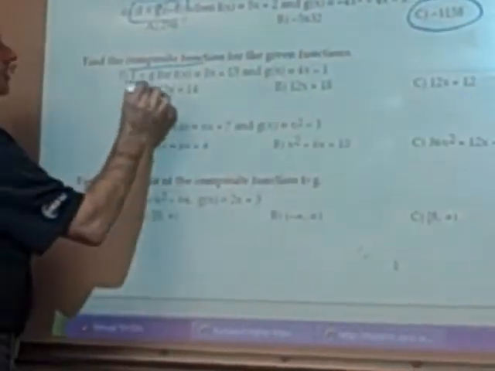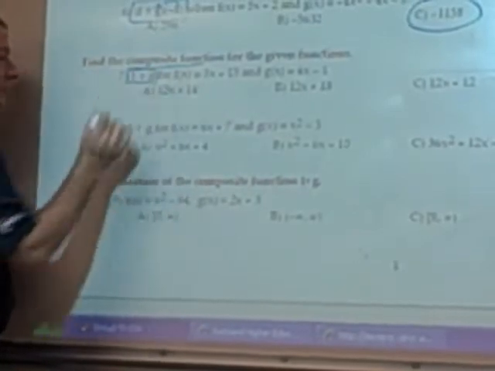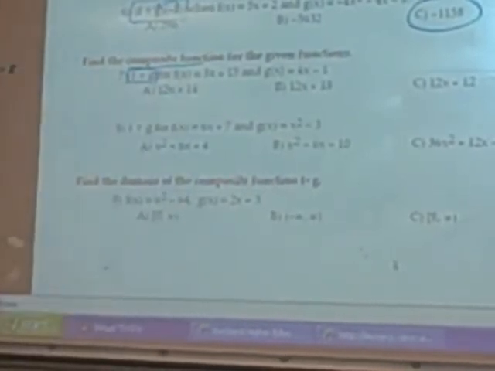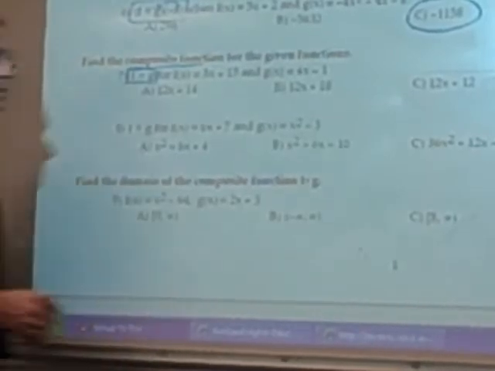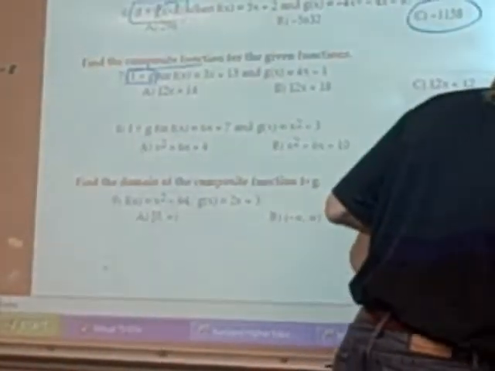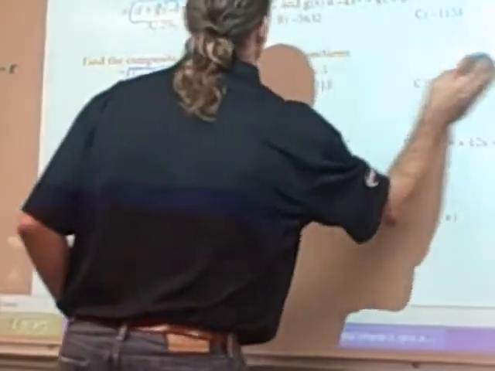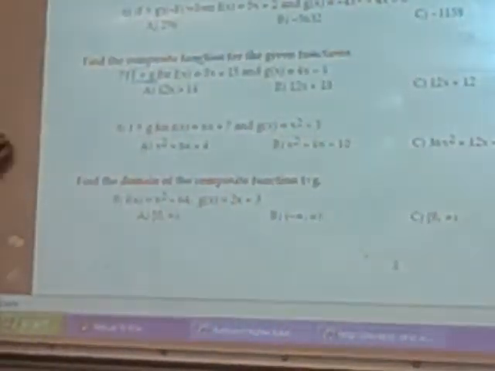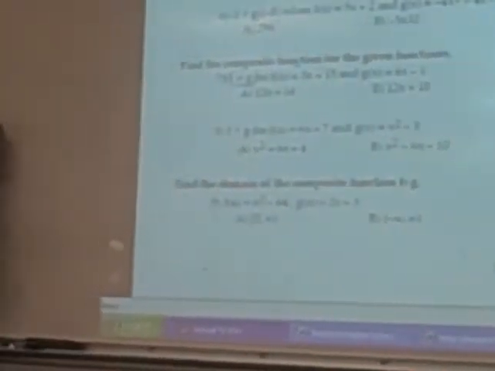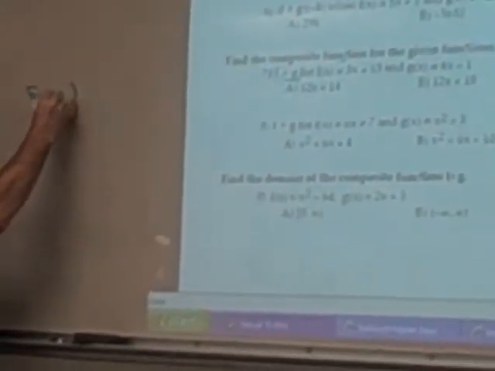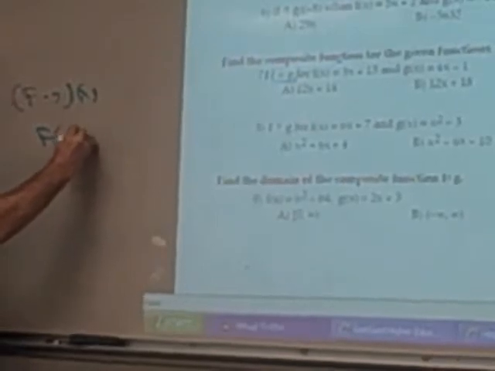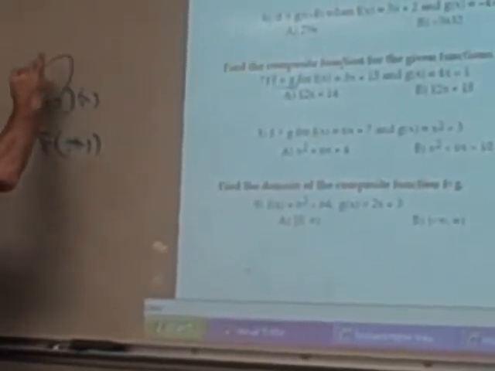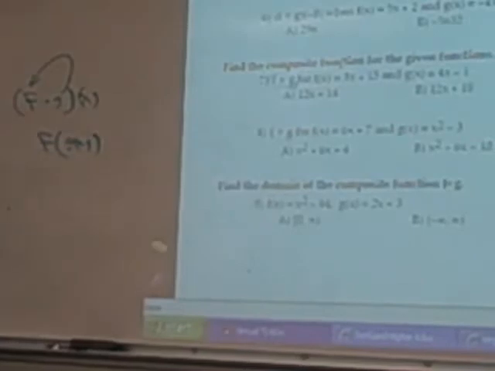Notice that it says find F composite G, and it doesn't say for a particular value. So now you don't have an option of doing it for a particular value because you need to find it in the general sense. This is where the notation will help you the most. F composite G of X is the same thing as F of G of X, which means really you're taking G and you're putting it into F.